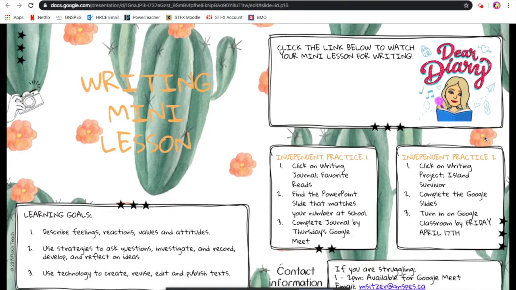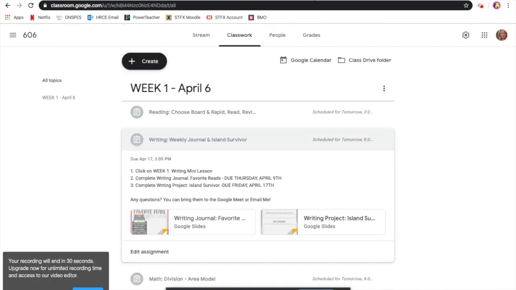The second assignment you're going to be working on is Island Survivor. Now, you guys are going to have until next Friday to complete this because it is such a big project. So you're working on this project for 2 weeks, this week and next week. So next week you'll have a new journal, but this will be your assignment. So you don't need to get it done this week. It is due next Friday when we're going to kind of share some bits with each other on our Google Meet. So to get to this project, we're going to go back to classwork.